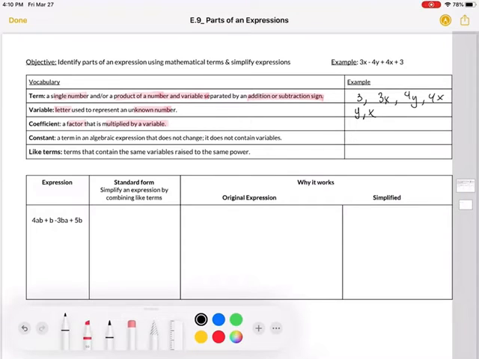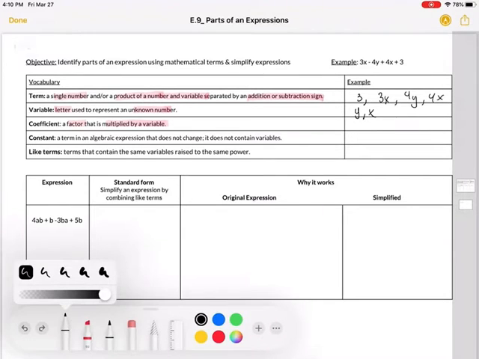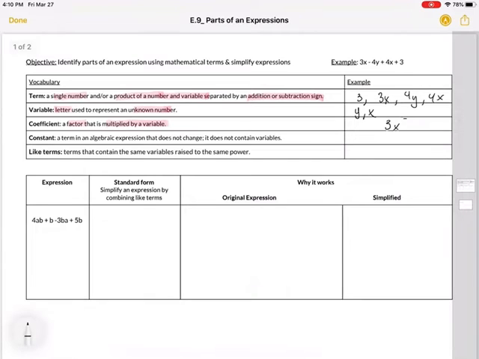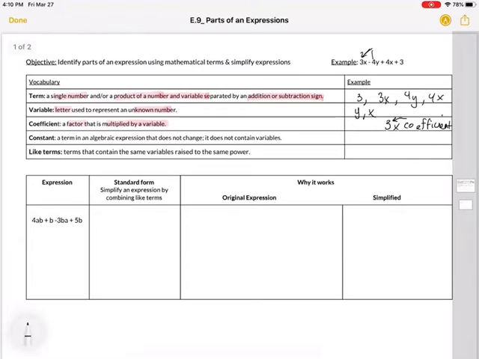And we have a few different examples of those. So the 3x, actually, sorry, I'm going to scoot that over here. The 3x is an example. The 3 itself is the coefficient. So that also means that this 3, this 4, and this 3 are all coefficients. I always struggle to spell that.